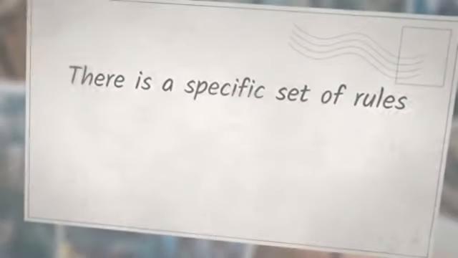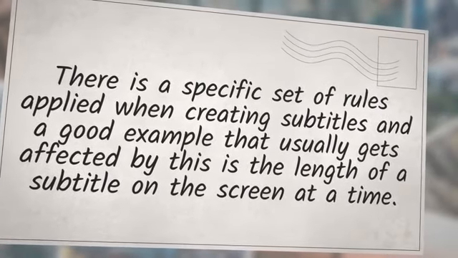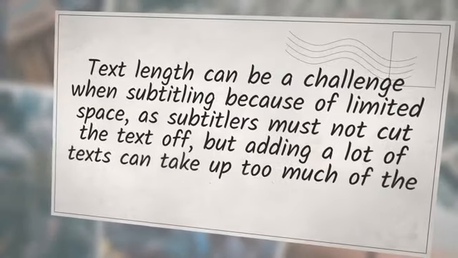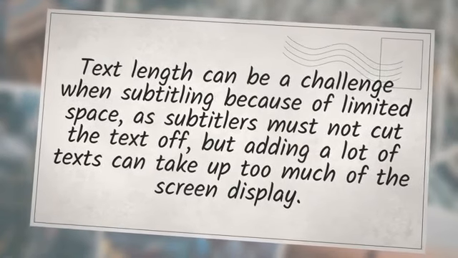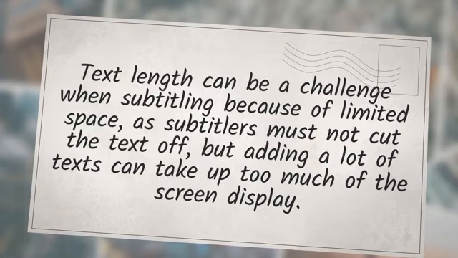There is a specific set of rules applied when creating subtitles, and a good example that usually gets affected by this is the length of a subtitle on the screen at a time. Text length can be a challenge when subtitling because of limited space, as subtitlers must not cut the text off. But adding a lot of text can take up too much of the screen display. Text length versus dialogue speed.